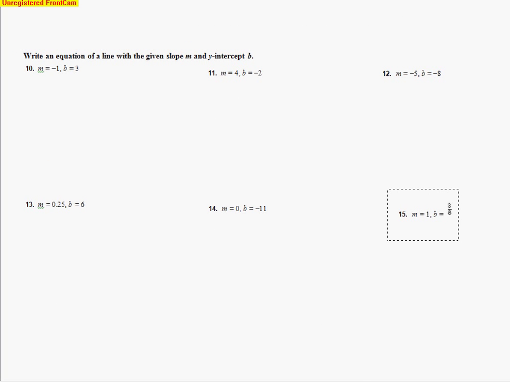Here it says to write an equation of a line given the slope and the y-intercept. So we're going to write it in this form, y equals mx plus b. We have the slope of the line and the y-intercept. And so the rate of change, or the slope of the line, is being multiplied by the input. Adding the y-intercept, the starting value, gives us our output.